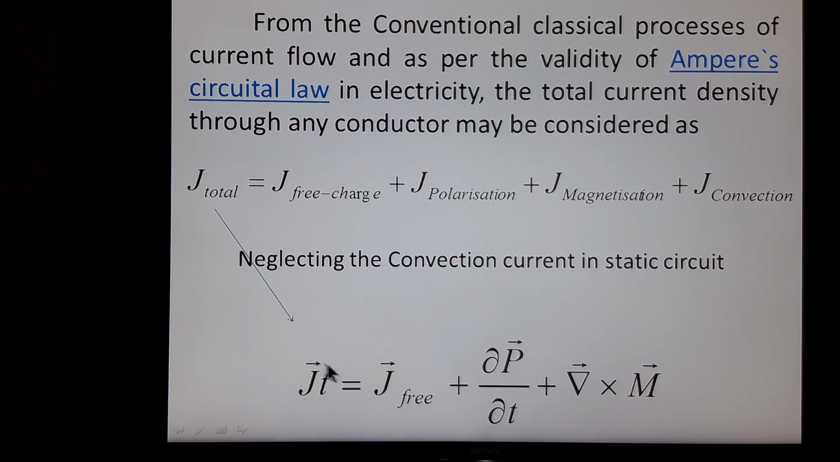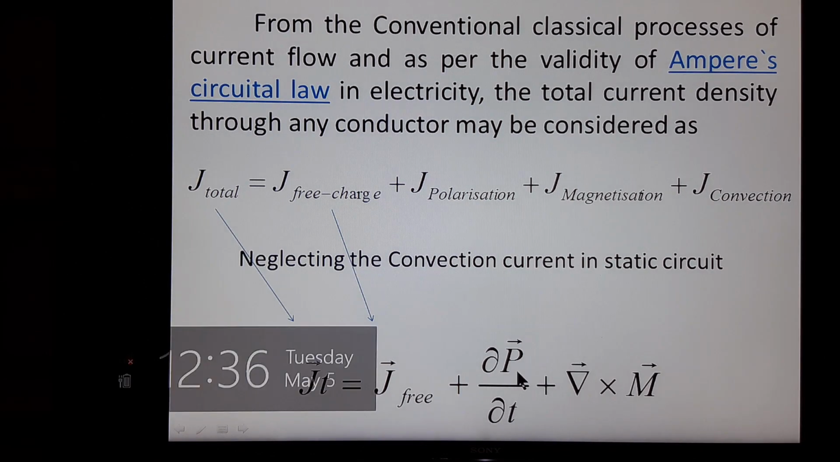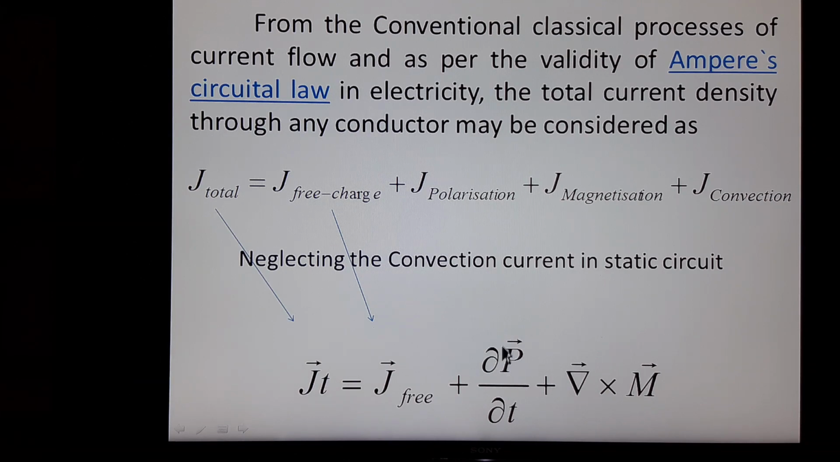where Jt corresponds to the total current density, and this is due to the free charge motion, and del P by del t is the variation of electric polarization vector inside the material, and P is the dielectric polarization vector. So it corresponds to the polarization current, and this is the magnetization vector M inside the circuit material elements, and the curl of M contributes the magnetization current.